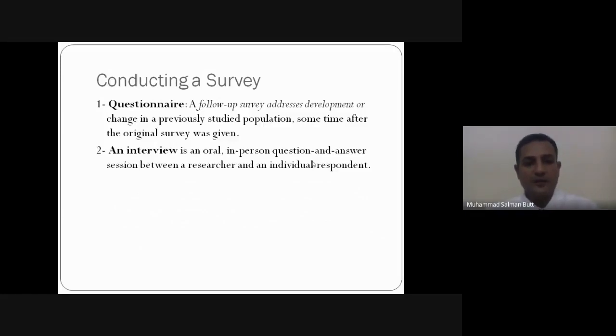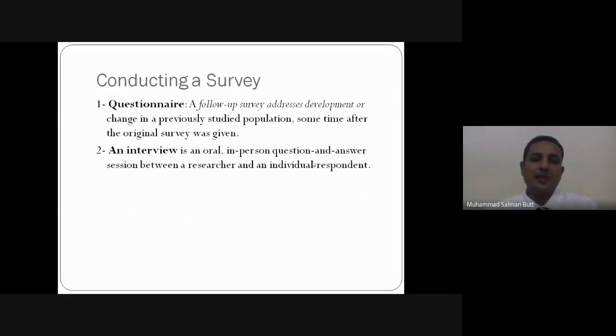So in a questionnaire form, a follow-up survey addresses development or change in a previously studied population sometime after the original survey was given. So in a questionnaire type, if you want to conduct survey research on a specific population, you have to make one questionnaire, and that questionnaire will carry all the questions of your interest, and those questions will be asked to the population, and the population has to fill them in, and then you will get back those questionnaires.